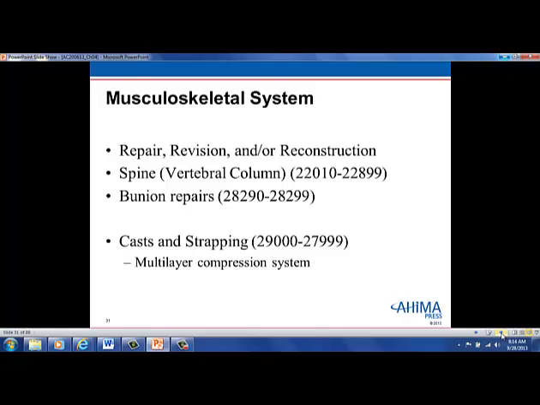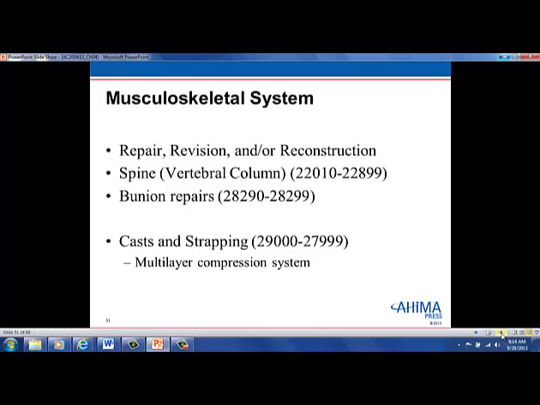Bunion repairs. Codes for reporting bunion repairs are used to categorize procedures performed to correct a bunion deformity. These codes are used when the physician removes the medial eminence, or the bump, from the first metatarsal head of the great toe. The CPT book offers diagrams that assist you with coding and making your coding selections.